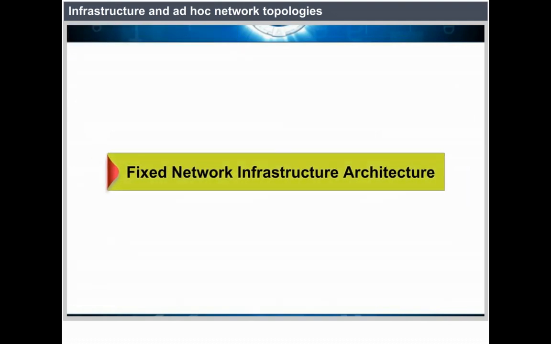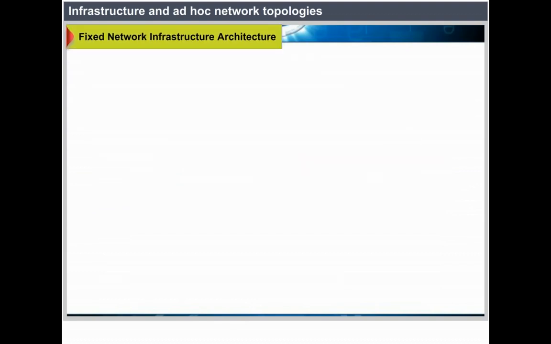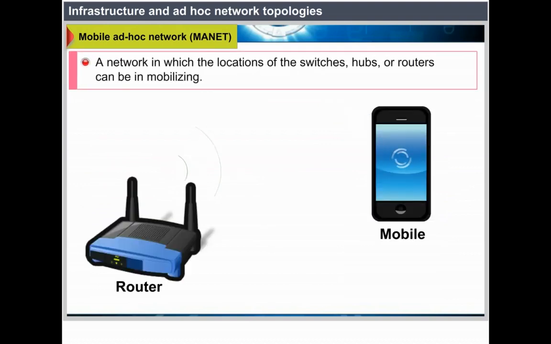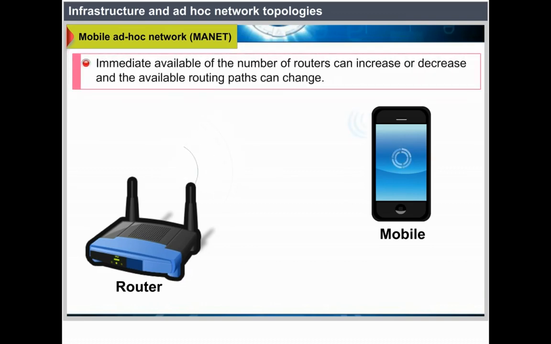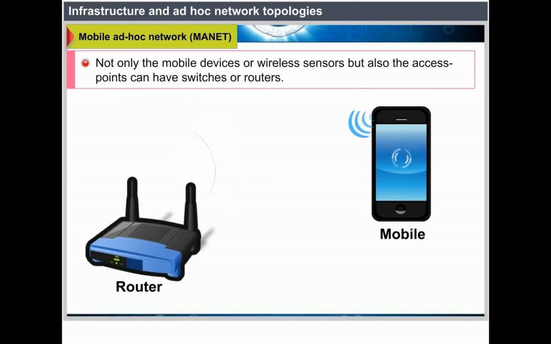Fixed network infrastructure architecture. Mobile ad hoc network, MANET. A network in which the locations of the switches, hubs or routers can be mobile. The number of routers available at an instant can increase or decrease and the available routing paths can change. The mobile devices or wireless sensors as well as the access points can have switches or routers.